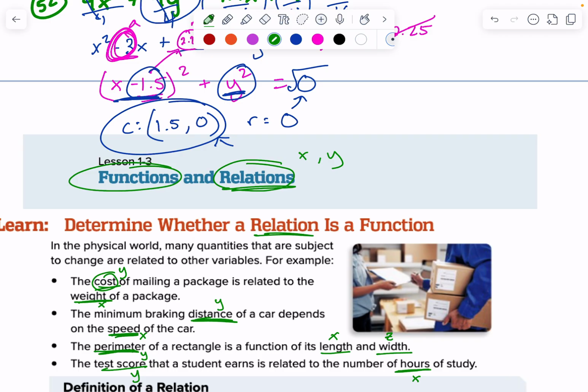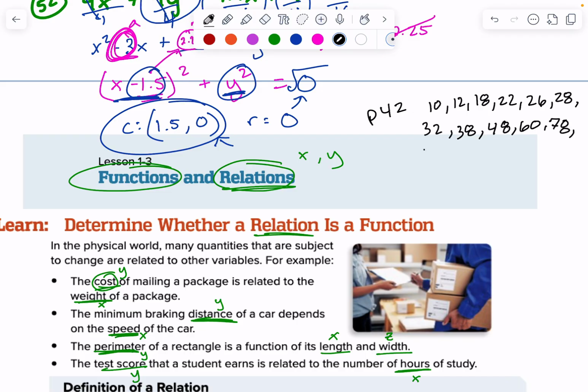Okay. Ooh. Page 42, 10, and 12, and 18, and 22, and 26, and 28, and 32, and 38. I'm sorry. 78, and 88, and 90, and 94, and 98, and 100, and 112. There you go. Sorry, that was a lot, but you don't all have to do it all today.